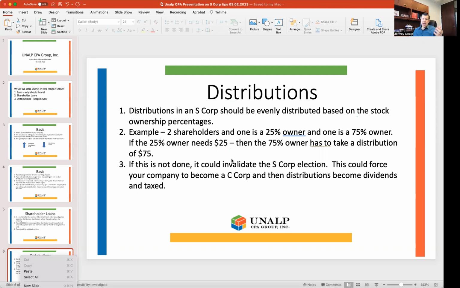So again, S Corps, they're wonderful organizations. You just have to plan before you take a distribution. There has to be a little planning involved. And we get this all the time where people don't plan, and there are negative consequences because they don't plan. So definitely talk to your CPA and talk to your other shareholders to ensure that there's no issues in the future.